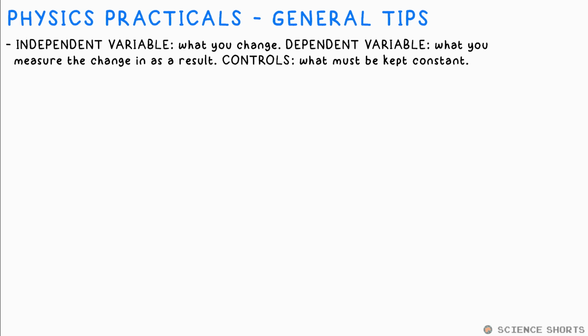Remember that in many of these investigations, there's an independent variable, the thing you change, a dependent variable, the other thing that changes as a result, which you measure, and controls, variables that could change, but we keep them the same throughout in order to ensure that results are accurate.